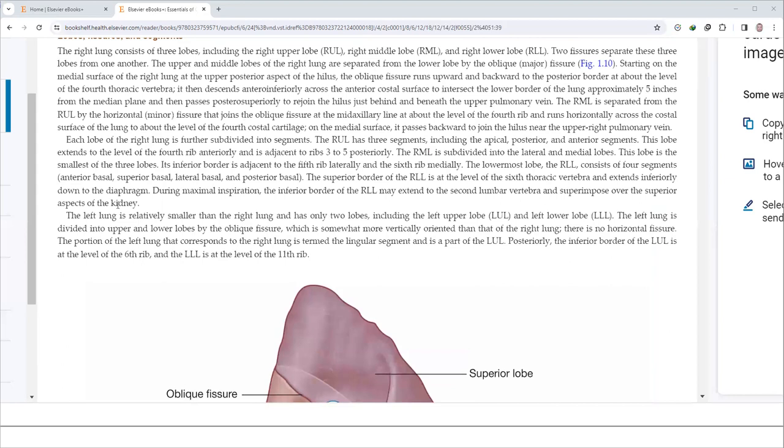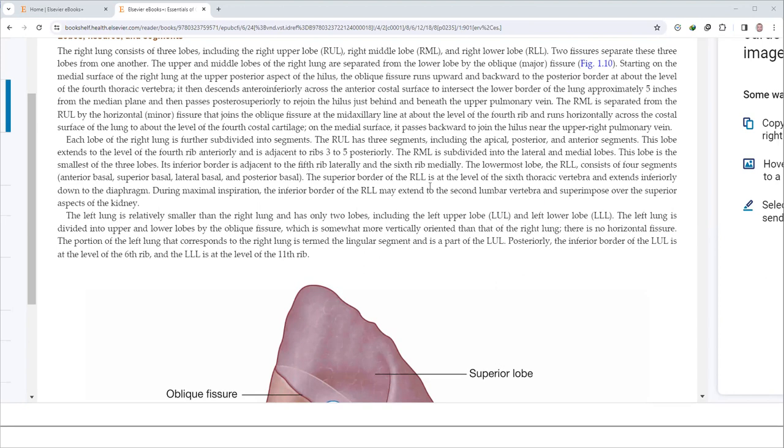So we have here anterior basal, superior basal, lateral basal, and posterior basal. In this way, for the right lobe of the lung, the upper lobe is divided into three segments. The middle lobe is the smallest and divided into two, medial and lateral, and the inferior, or the lower lobe, is divided into four segments: anterior basal, superior basal, lateral basal, and posterior basal. So 3, 2, 4.